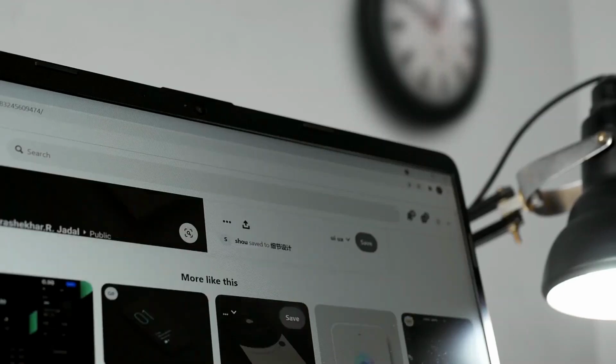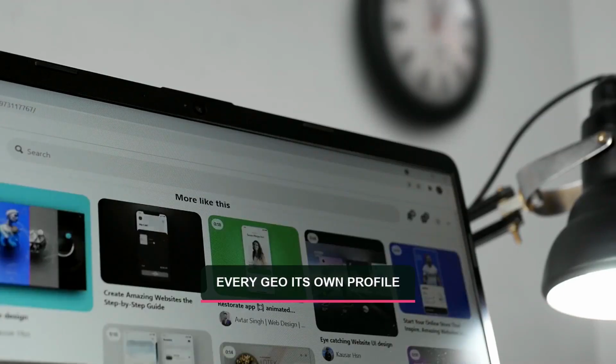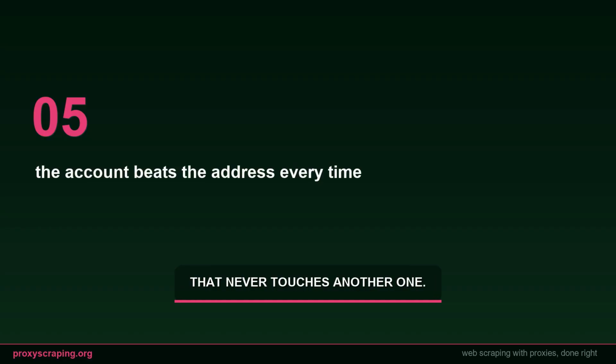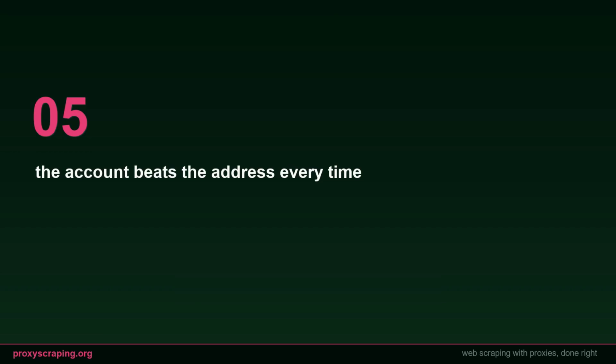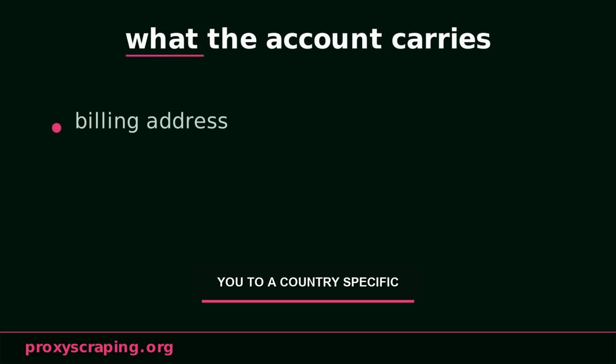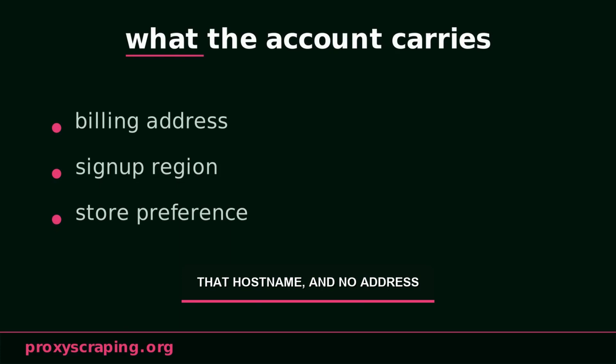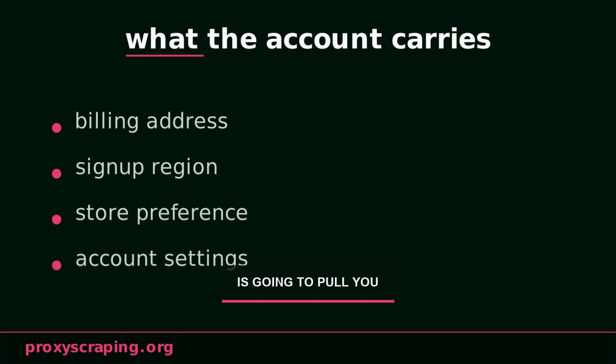The fix is boring. Clear the jar, or give every geo its own profile that never touches another one, and watch the redirects. Because if request 1 sent you to a country-specific hostname, every request after that is aimed at that hostname, and no address is going to pull you back off it.